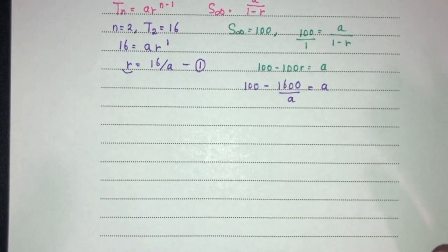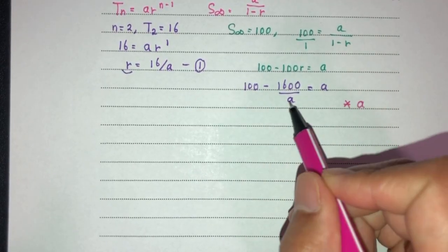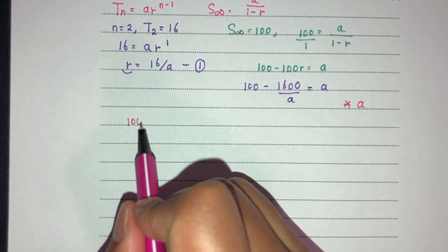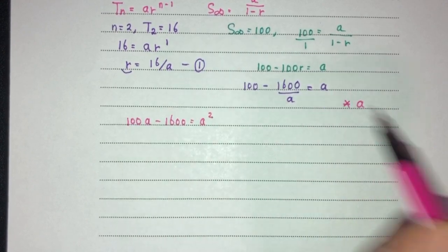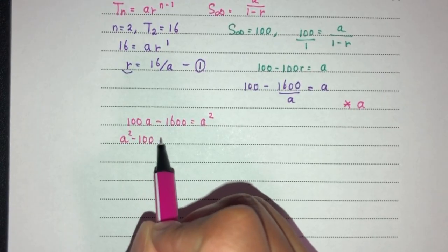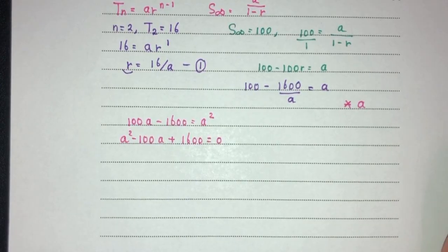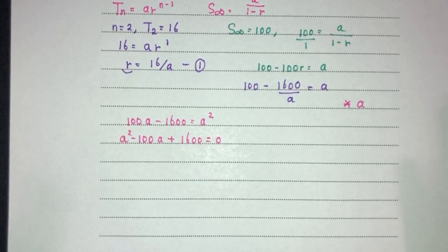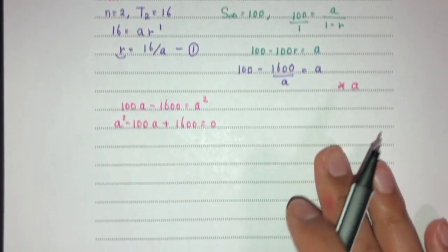Now, I don't like to work with a as the denominator. Let me multiply by a everywhere, so I can remove this, right? That will become 100a minus 1600 is equal to a squared. Send everything to one side, you will have a squared minus 100a plus 1600 equal to 0. Now you can of course try to factorize using brackets, or if you don't want to have any headaches, we'll just use the formula directly.